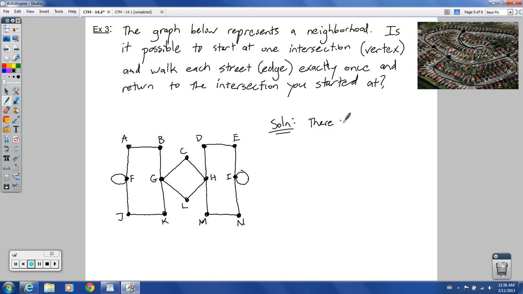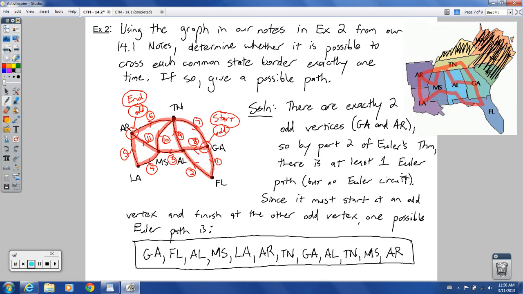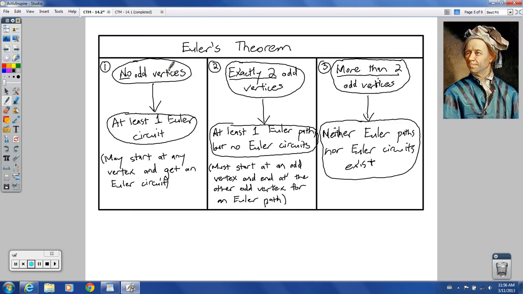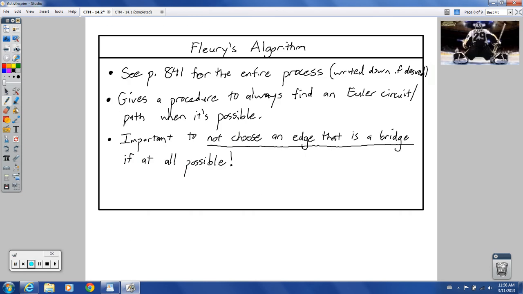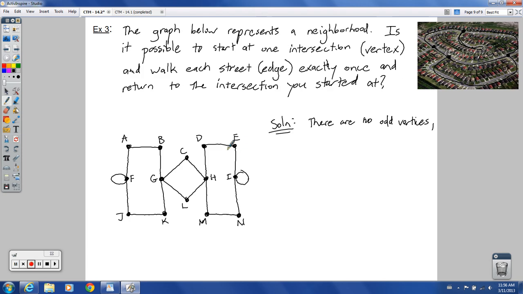Nice. So there are no odd vertices. So let's look and see what we got. Does that satisfy what I needed here? Yes, that was part 1. There's at least one Euler circuit then, and you can start at any vertex and end up getting an Euler circuit. And so let's pick one.